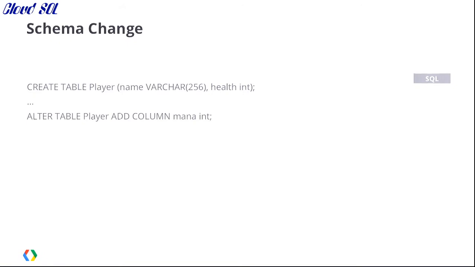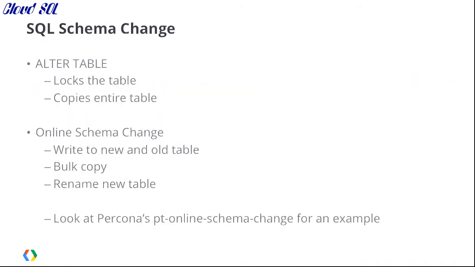Let's go back to our previous example of a player with a name and some integer amount of health. We're going to want to add magic to this game, and so we need to add a mana column. All we need to do in Cloud SQL is alter table and add the column, just like that. You know, that sounds a little too magical. Well, you're right. We do have to be careful with these alter table statements because they can lock up the table for the duration of the change.